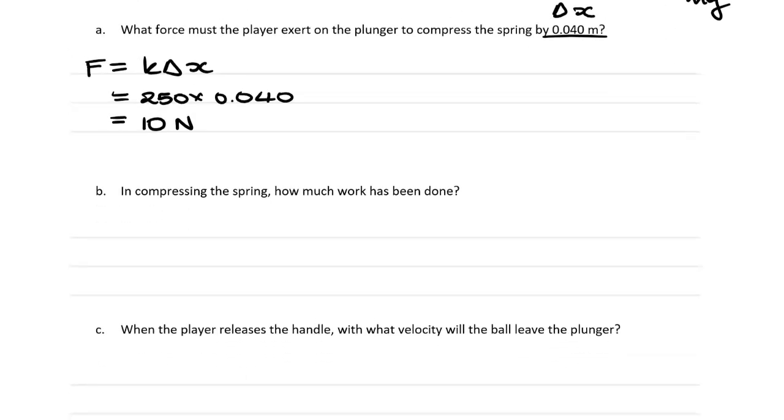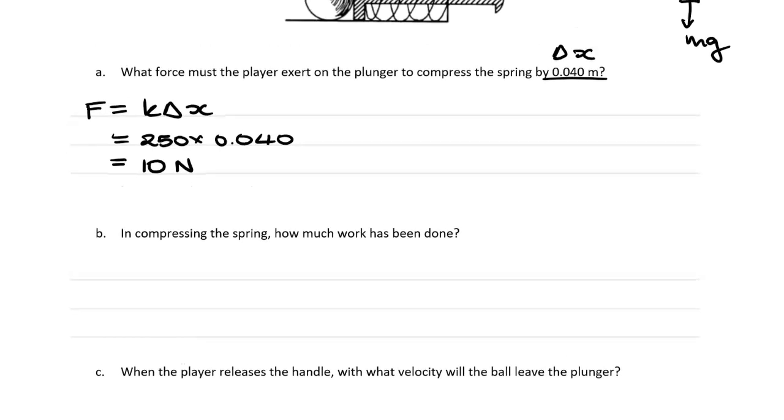In compressing the spring, how much work has been done? So, you cannot use work equals Fs for this. That is not okay, because the amount of force that the spring itself is exerting upon that person's hand is changing. So, that's a variable force, and we need a different approach.